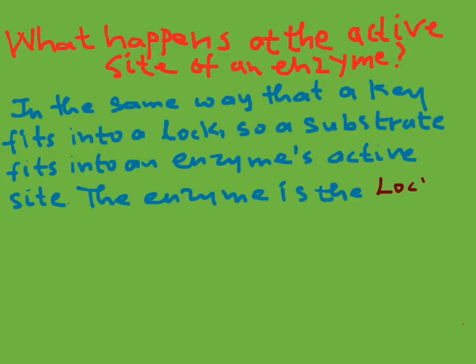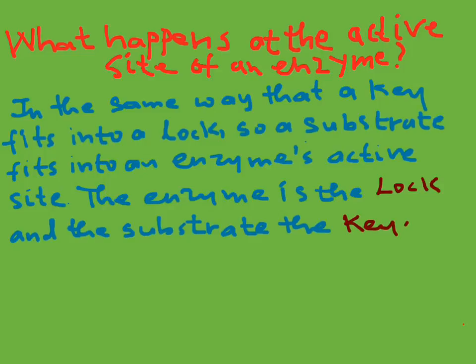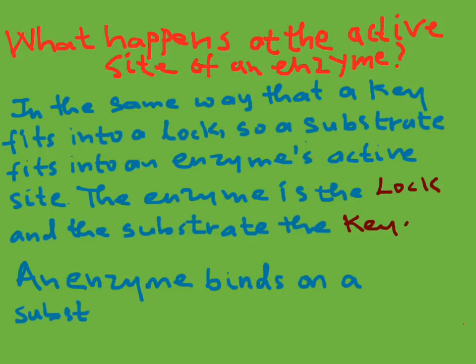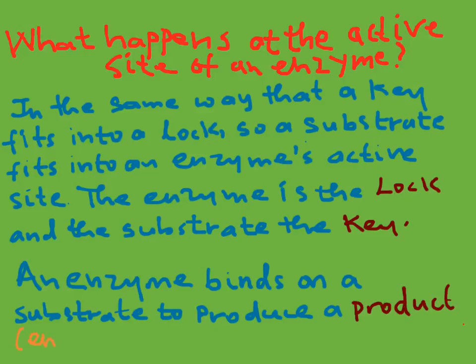The enzyme is the lock and the substrate the key, because you take the key and fit it into the lock. Therefore, the substrate fits itself into the enzyme's site or active site. An enzyme binds on a substrate to produce a product.